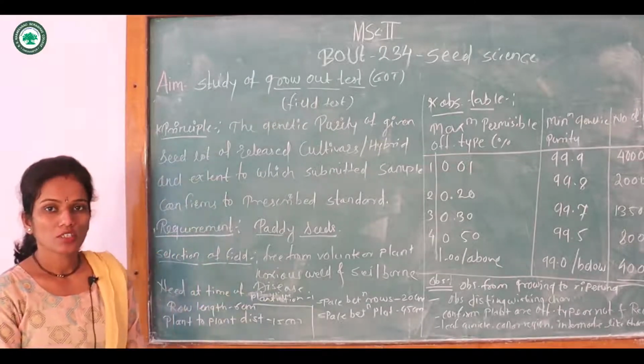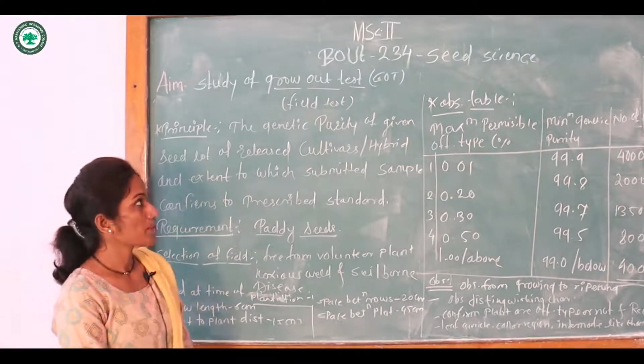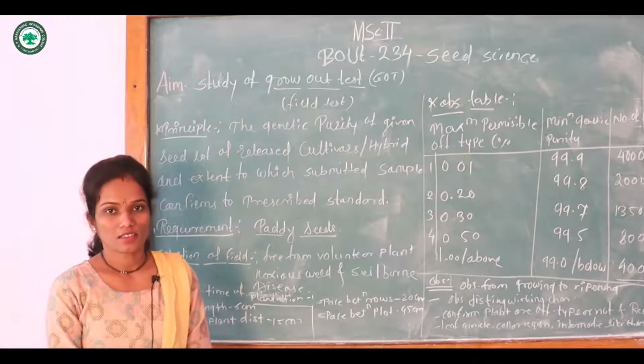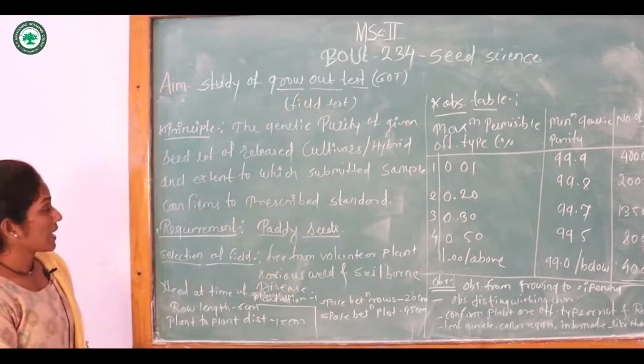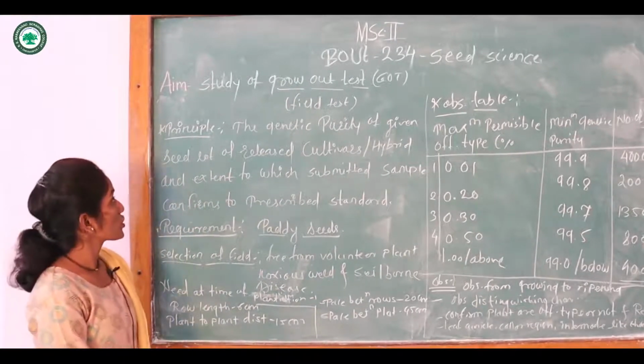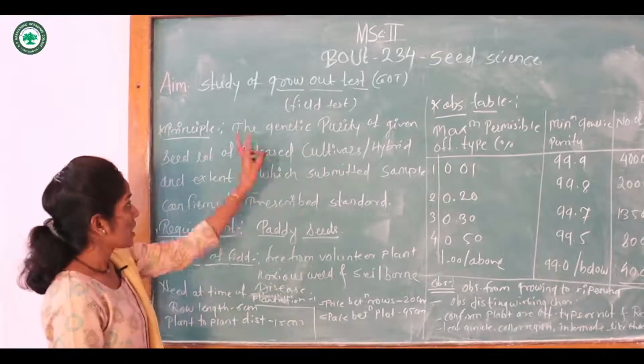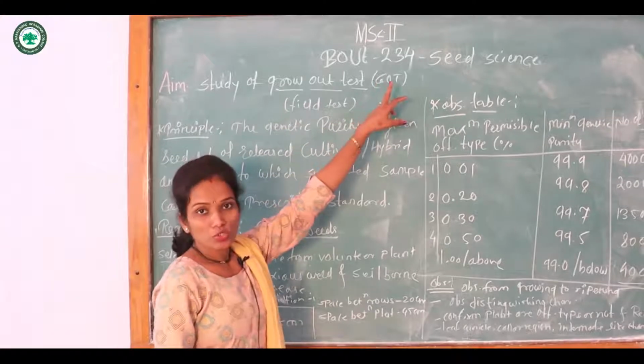Today we are going to conduct our practical number 2 from M.Sc Botany, paper number BOUT 234, that is Seed Science. The aim of today's practical is the study of the grow out test, that is known as the field test. In short, we will call it the GOT test.